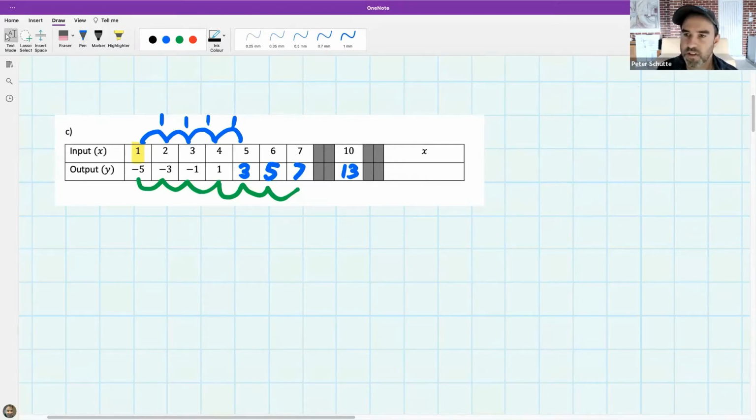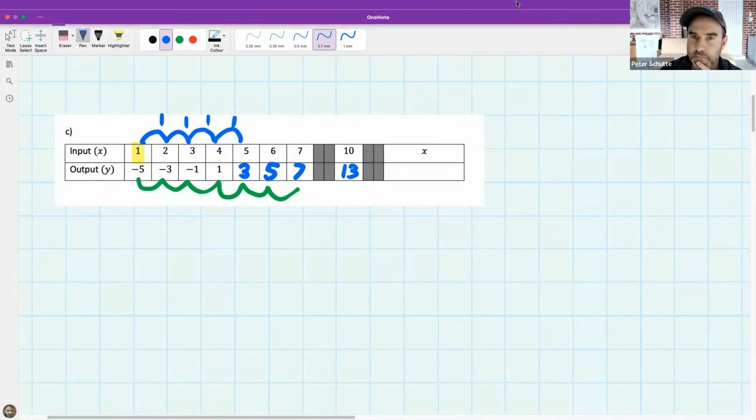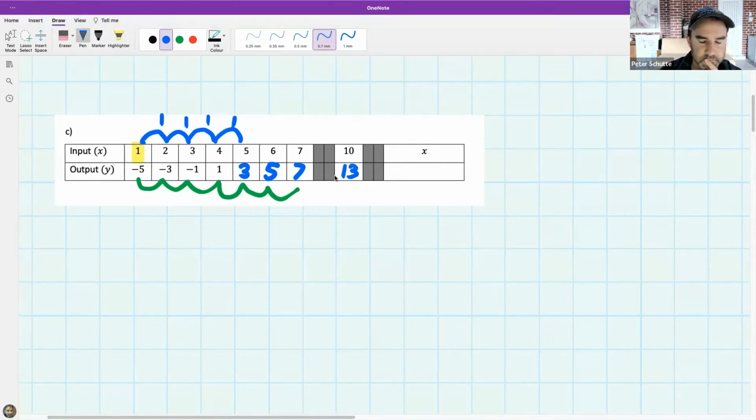Now, Latabo, can you tell me how you would get, if I just give you an X as an input, what is the output going to be? Latabo? Go ahead, Latabo. Which is say 2 times 13.